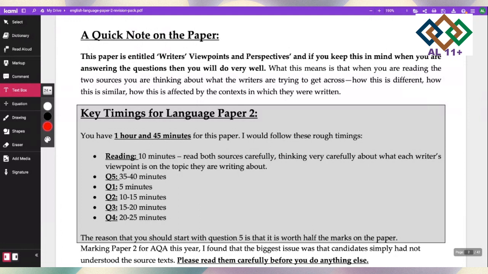Then you have question 5, which is 35 to 40 minutes. Question 1 is an easy one, and all of you must know that. It's only 5 minutes. For question 2, you should spend around 10 to 15 minutes. Question 3 is 15 to 20 minutes. And the last one must be your creative writing or letter writing, depending on what you get. In that, you need to spend 20 to 25 minutes.